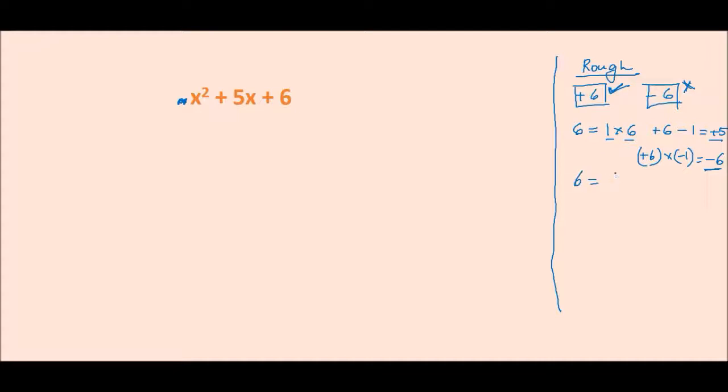Next set of factors: after 1 comes 2, and 6 is divisible by 2. It is an even number, so we take up 2. 2 times 3 is 6. Now we see that if we add these two factors, plus 2 and plus 3 added together will be giving us a plus 5. And plus 2 multiplied with plus 3 will be giving us a plus 6, which we require, which is the product that we have obtained. Therefore, we will be taking these two factors and not these two.